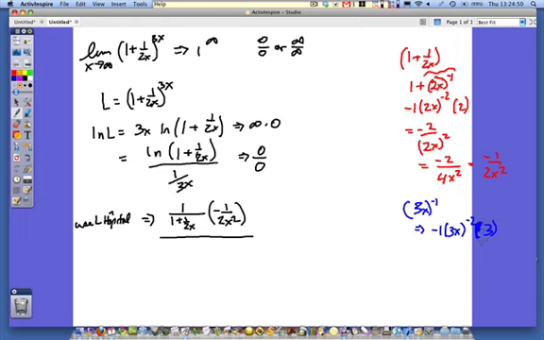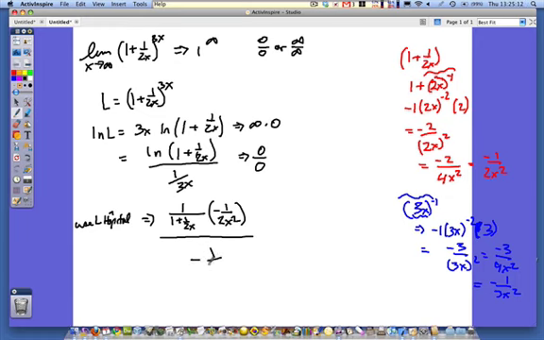Like that. Outside function, inside function. That's negative 3 over 3x quantity squared, which is negative 3 over 9x squared, which is negative 1 over 3x squared. That is my derivative on the bottom. Negative 1 over 3x squared.